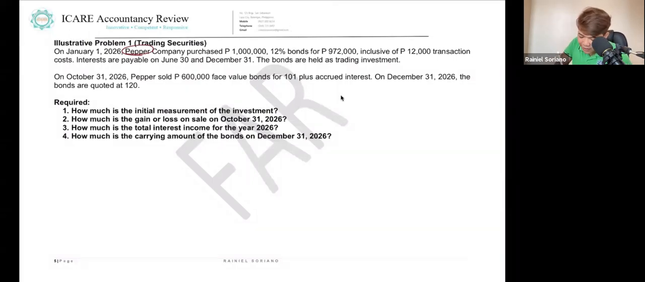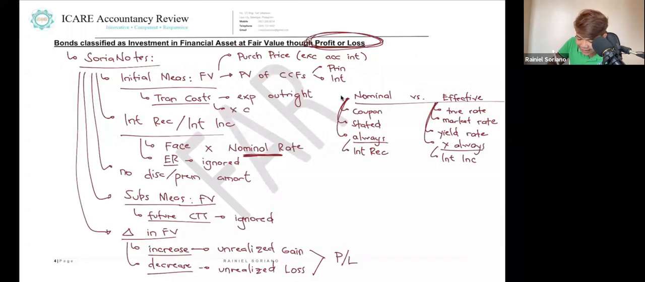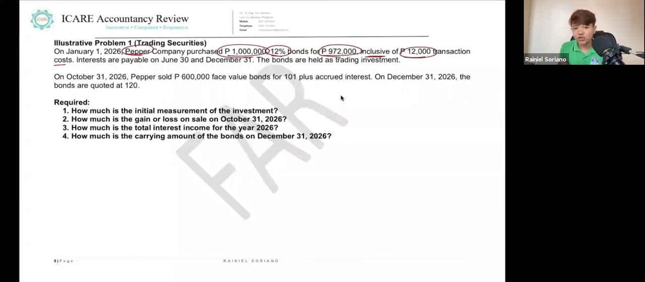Pepper Company purchased 1 million 12% bonds for 972,000, inclusive of 12,000 transaction cost. What did we discuss earlier? Is transaction cost capitalized? The answer is no. Transaction cost is treated as expense. So the 12,000 included in the purchase price of 972,000 needs to be excluded. The initial measurement, or the fair value of our investment, will only be equal to 960,000. That is 972 minus 12, because transaction cost is not capitalized. It is expensed outright.